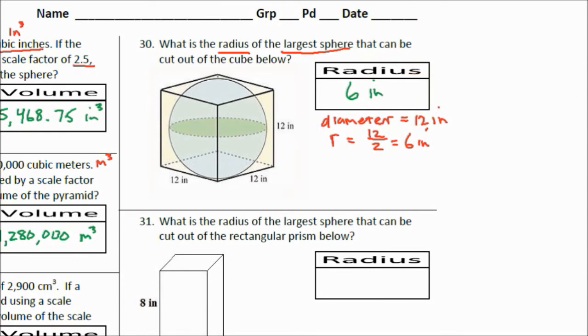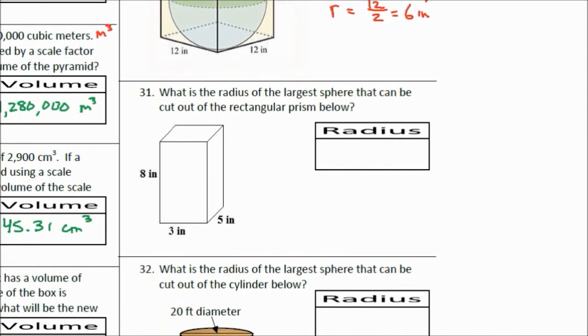Let's take a look at the next one. Same kind of problem. What is the radius of the largest sphere that can be cut out of the rectangular prism below? Well, you see, class, let's kind of draw one in real quick. If you put a sphere inside of this shape, you've got a lot of extra space on top.